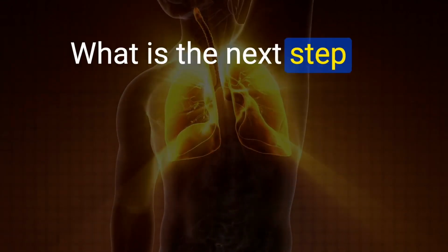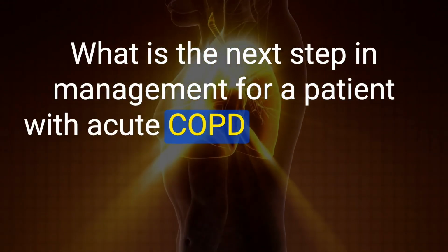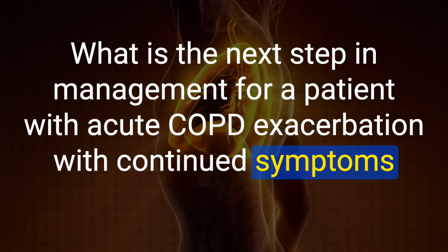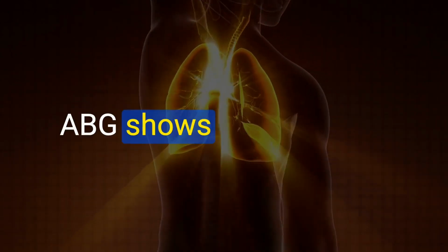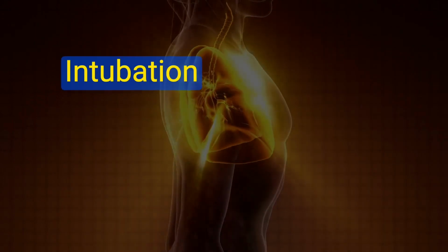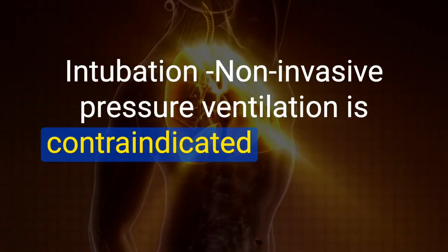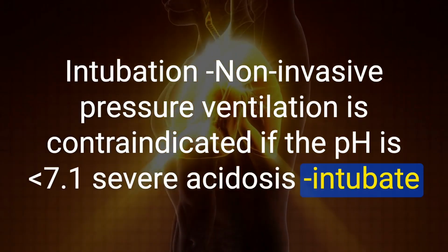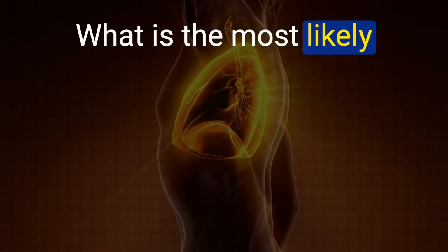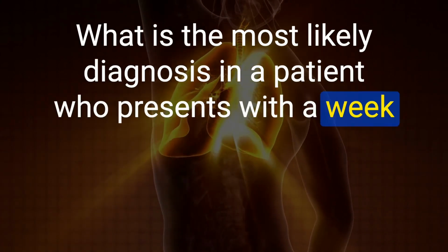129. What is the next step in management for a patient with acute COPD exacerbation with continued symptoms despite medical management? Patient is dyspneic and lethargic. ABG shows a pH of 7.08. Intubation. Non-invasive pressure ventilation is contraindicated if the pH is less than 7.1. Severe acidosis, intubate.